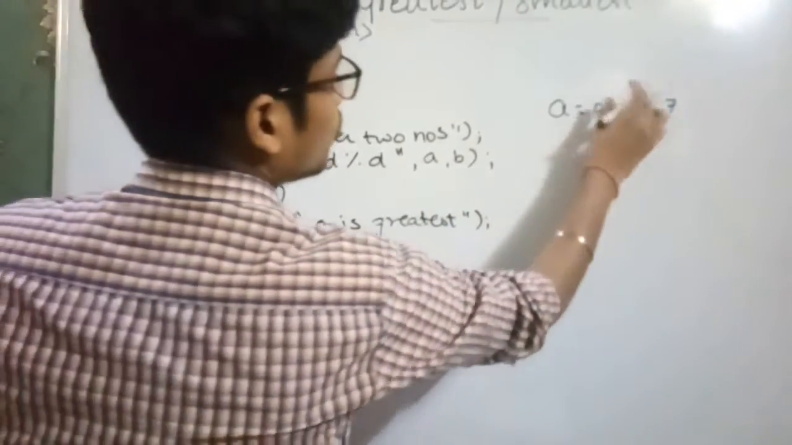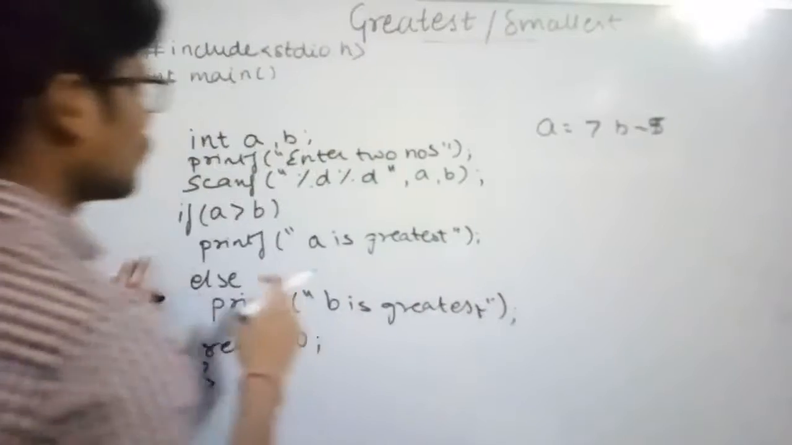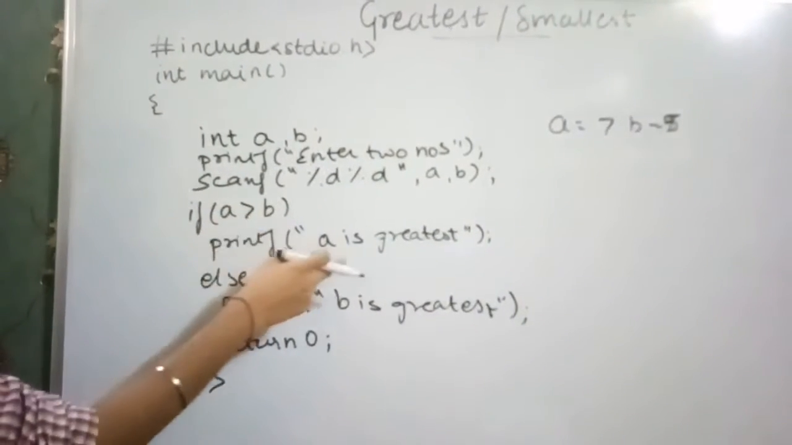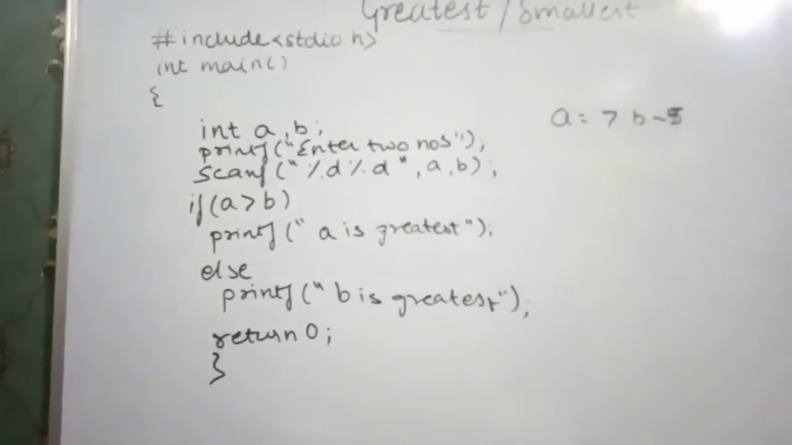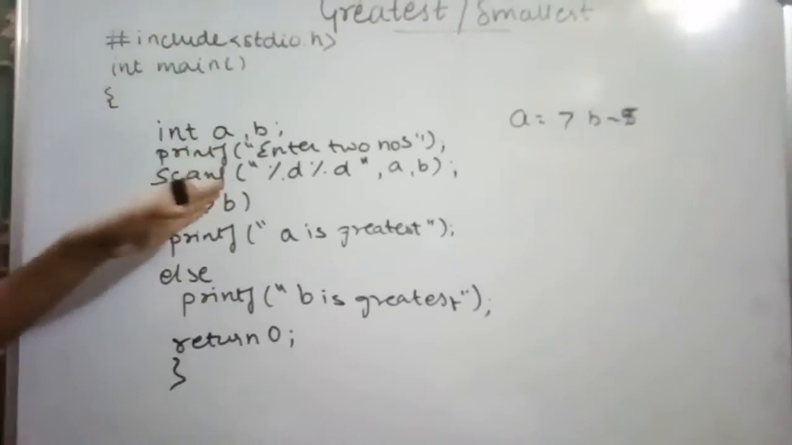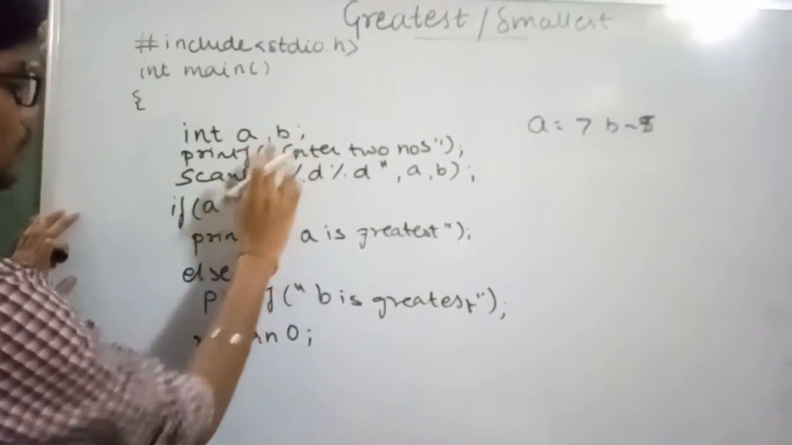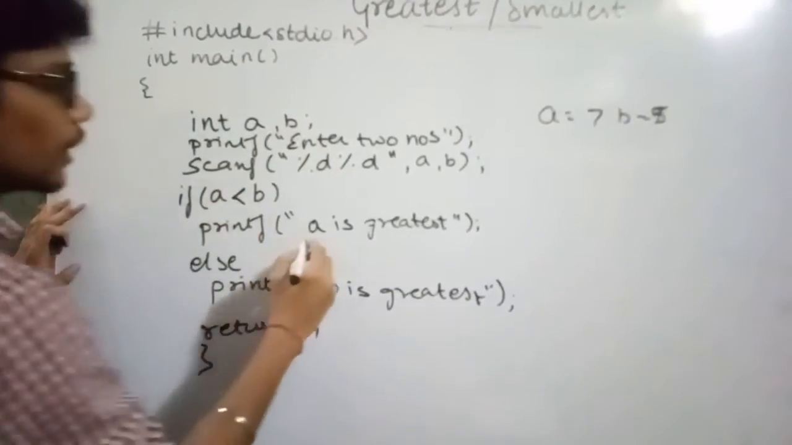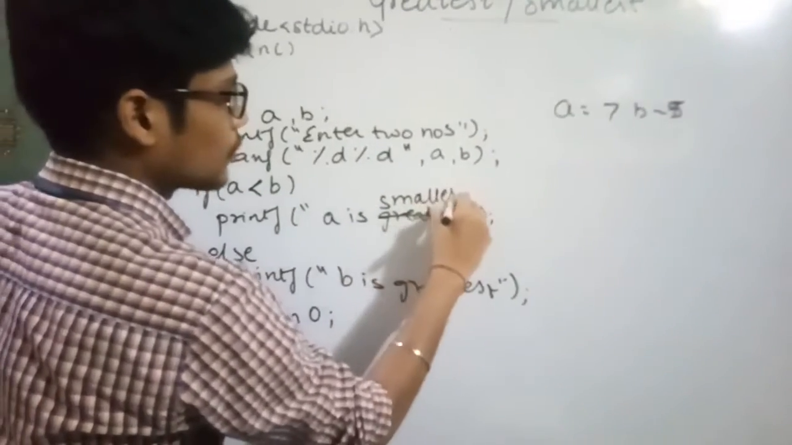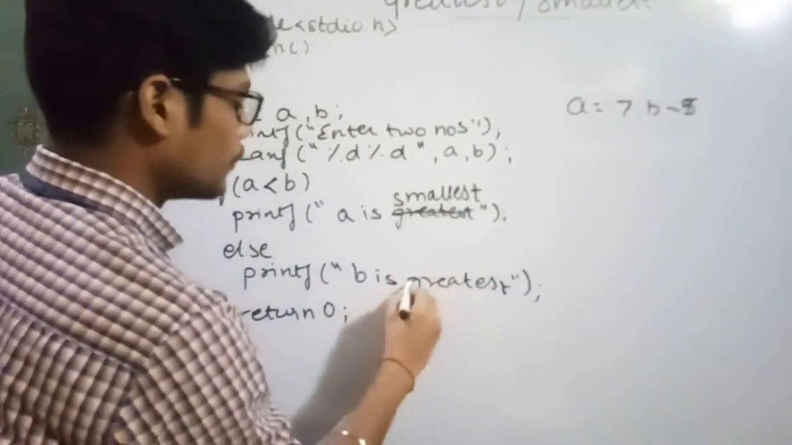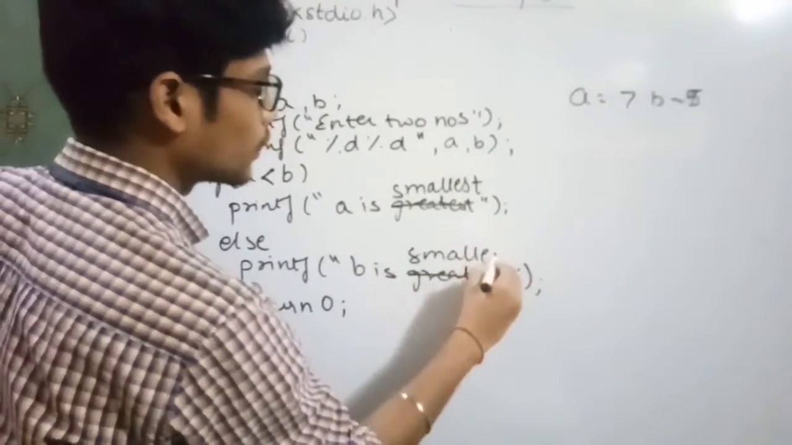If, for example, a is 7 and b is 5, then a is greater than b, the condition becomes true and a is greatest among the two numbers. Like that we can do it for the smallest also. If a is smaller than b, then a is smallest, and else b is smallest. I hope you get this point.